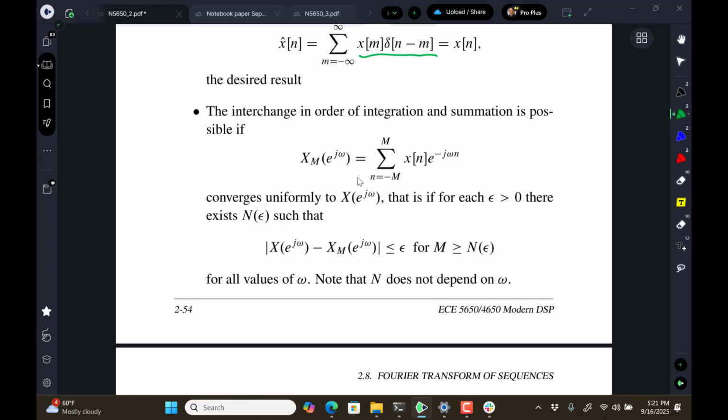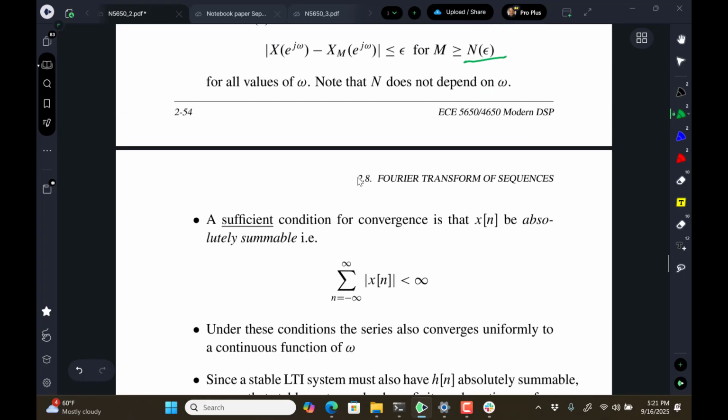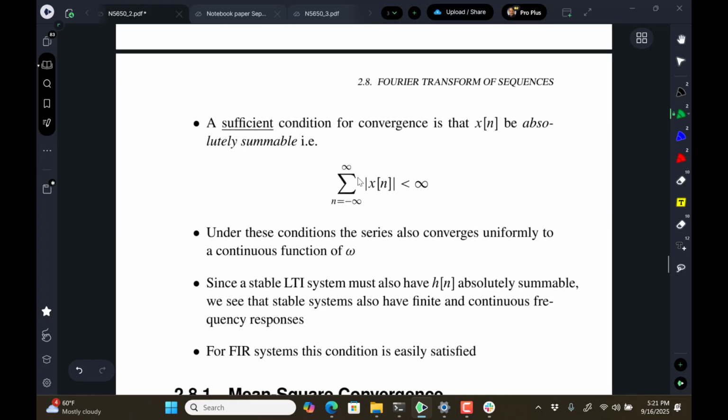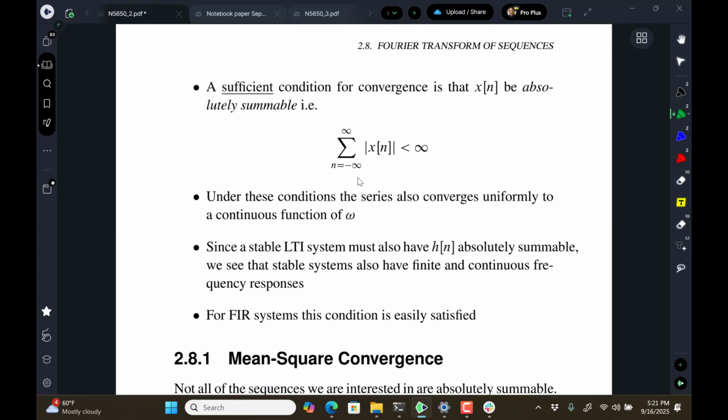So we can get n as a function of epsilon to be as small as we desire, which means that the difference between those two functions is shrinking to 0. Now, what conditions in our functions allow that? The sufficient condition for that is that x of n be absolutely summable. And this is pretty important to us because we put a lot of weight on this as we go forward. Absolute summability as a sufficient condition just says that the sum of the absolute values of the sequence is less than infinity.